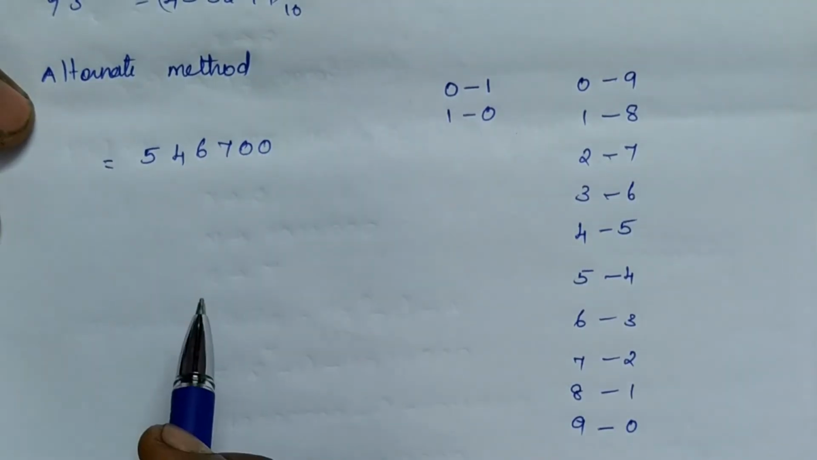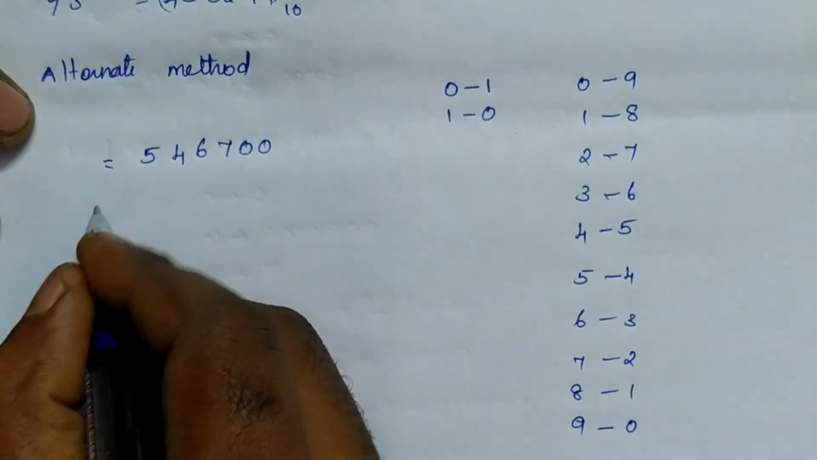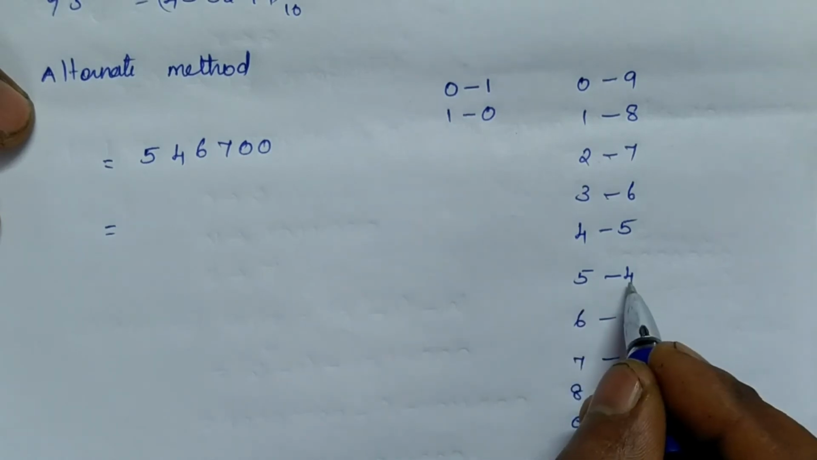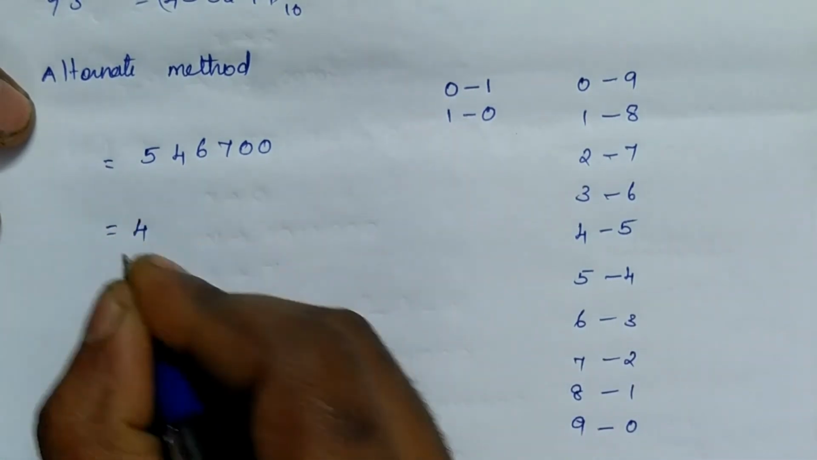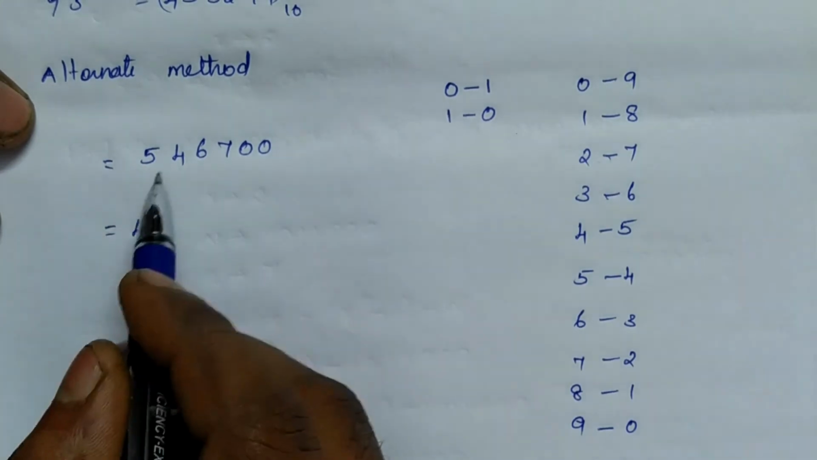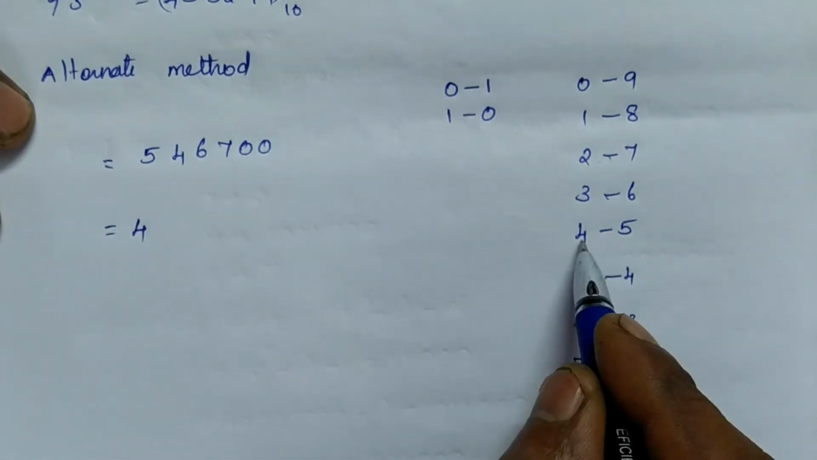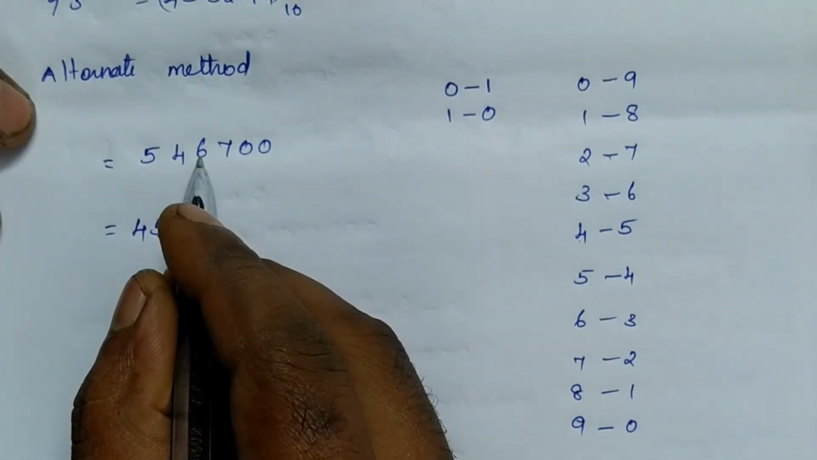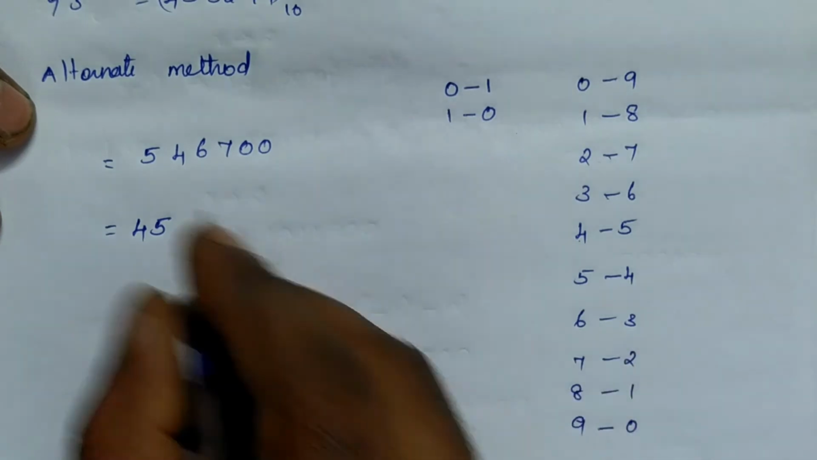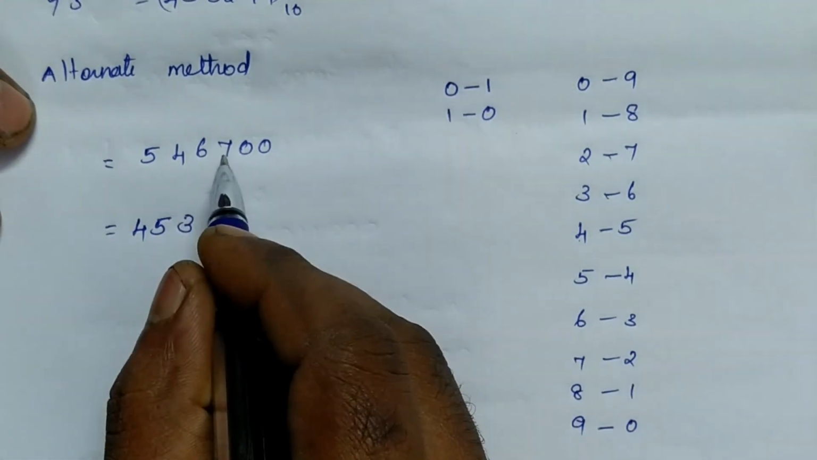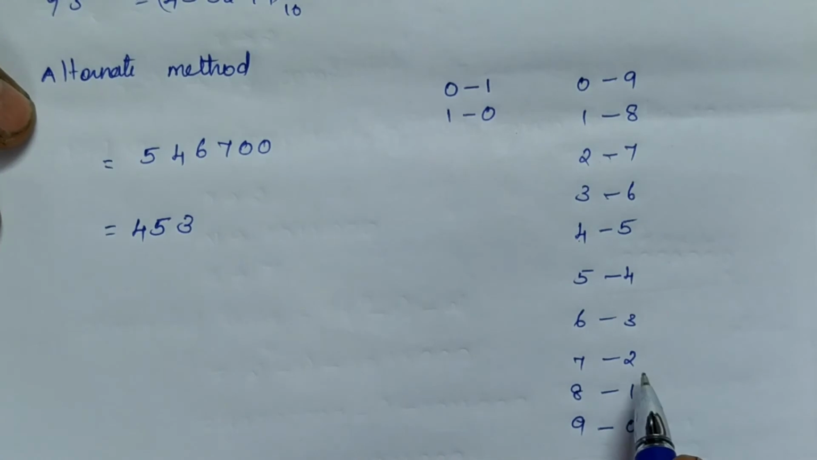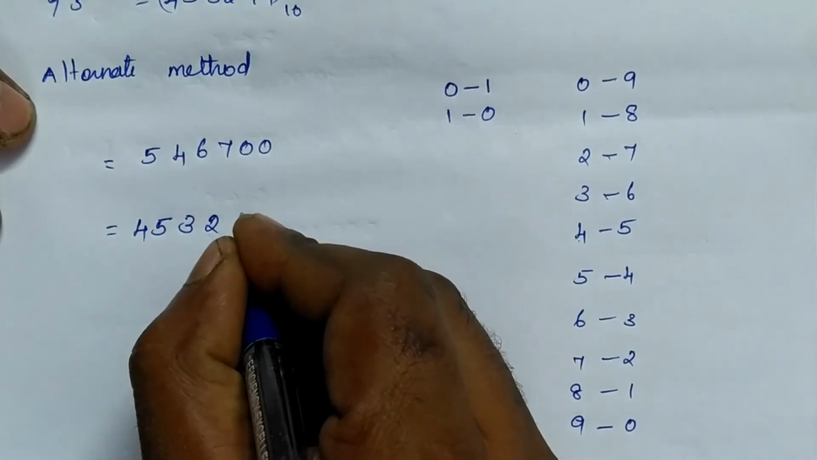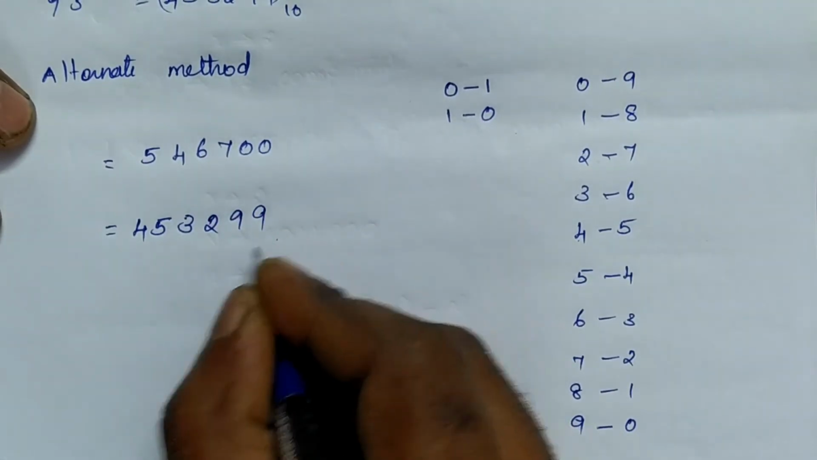So if we want to find its complement, for the first digit I have the value 5, its complement value is 4. Therefore here we need to write the first digit as 4. Second one I have the value 4, 4's complement value is 5. So here 5. Again I have 6, 6's complement value is 3. Again I have 7, 7's complement is 2. Then I have 0, 0's complement value is 9. Here also 0, therefore 9.